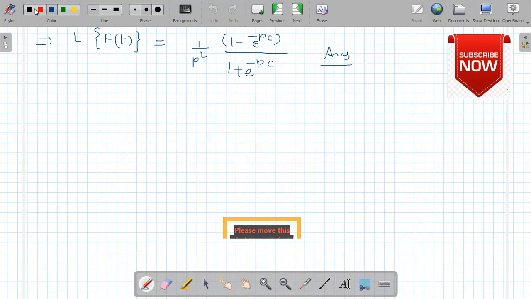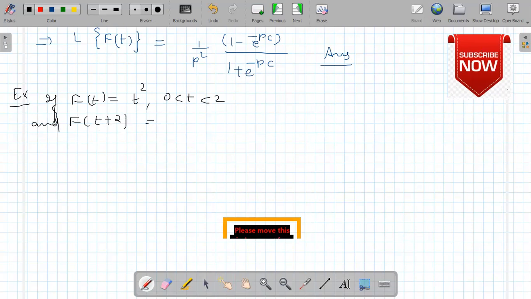You can try one more example. If ft is defined as t square for t lying between 0 to 2, and f(t plus 2) is equal to ft. This is a hint that it is a periodic function with period 2.